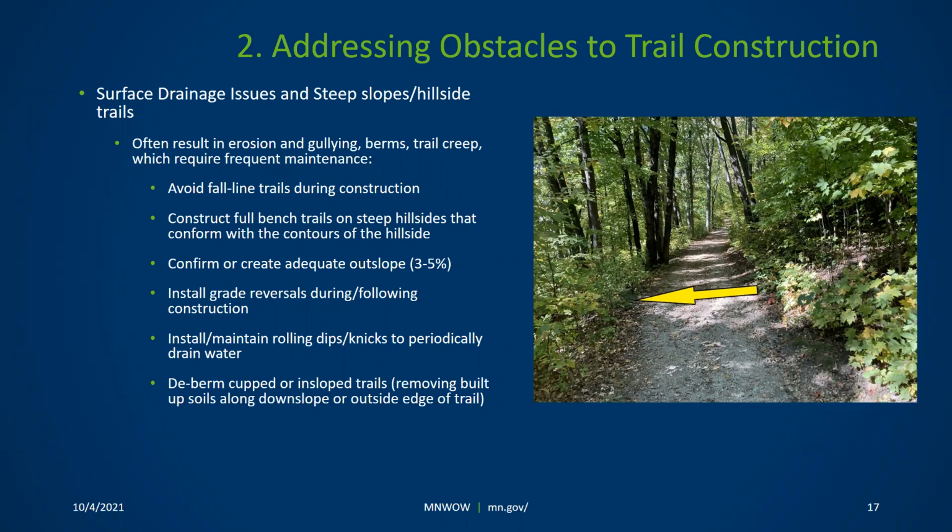But again, we work with the contours of the hillside. Confirm or create adequate outslope. Again, that 3 to 5%, like the arrow suggests, water is going to shed off as sheets, not concentrate. Install grade reversals, as we talked about during construction, but if you haven't got them in, you can try to go in and install those after the fact. Install or maintain rolling dips and nicks to periodically drain water, and we'll talk about those in the upcoming slide. And then during trail maintenance, you want to deberm cupped trails or inslope trails, removing that outer edge of built up soil on the outslope so that water can sheet flow off.